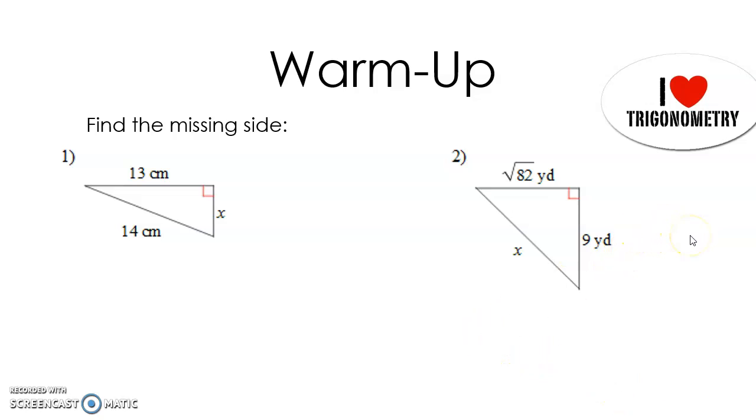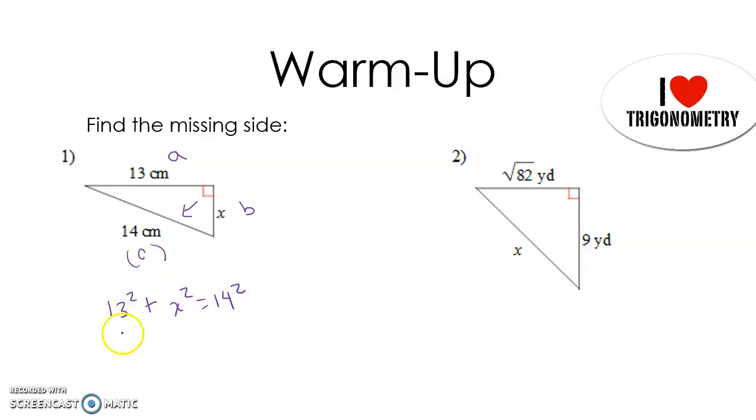Let's first look at our little warm-up. This is basically just a little review of using the Pythagorean theorem to find the missing side length, and reminding ourselves that our right angle notation points to C. That's always going to be C, and it doesn't matter if this is A and this is B or the other way around. I'm going to take my 13 squared plus my x squared equals 14 squared, and then I will solve for x following the algebra.